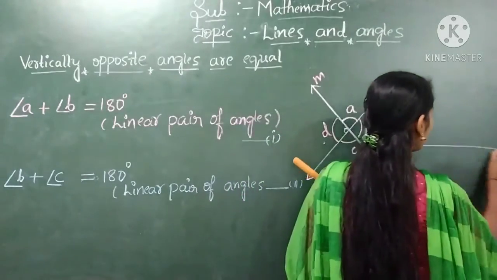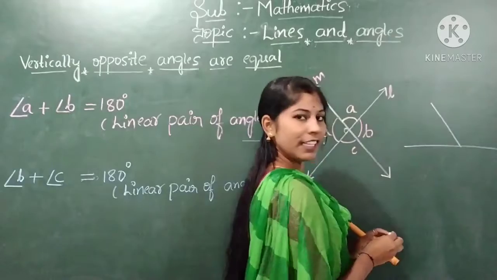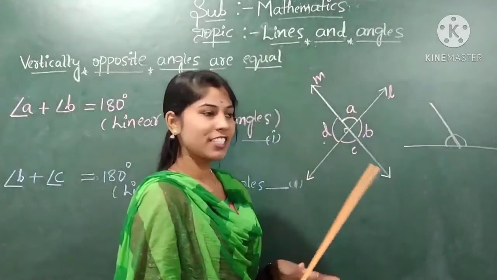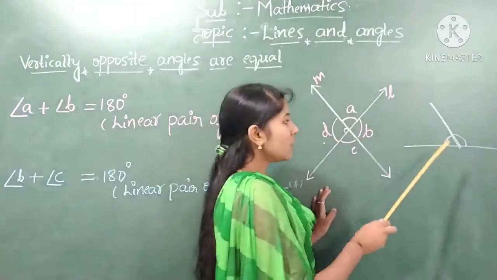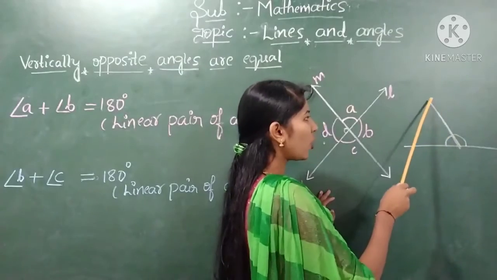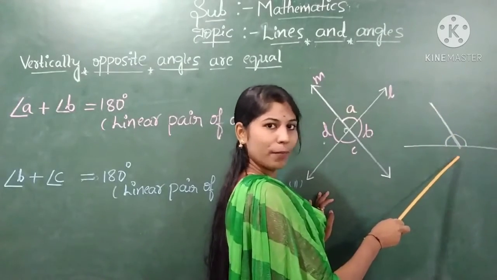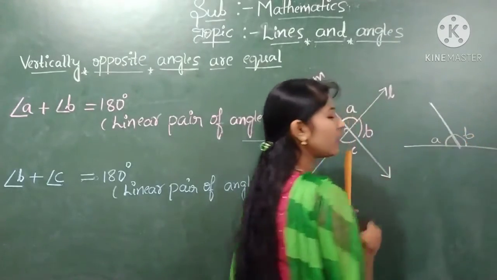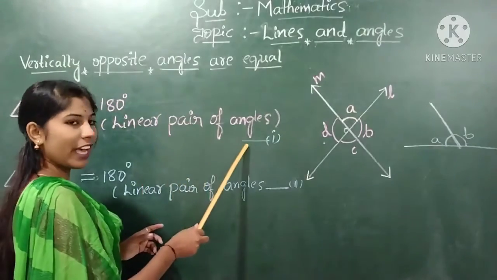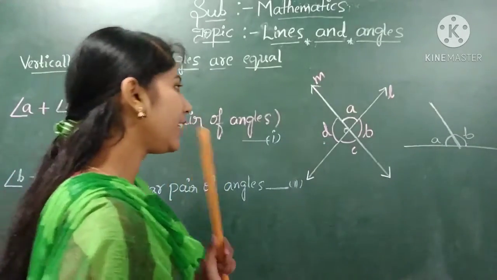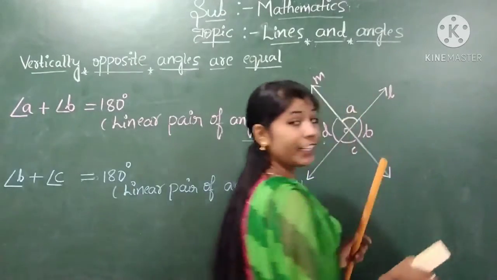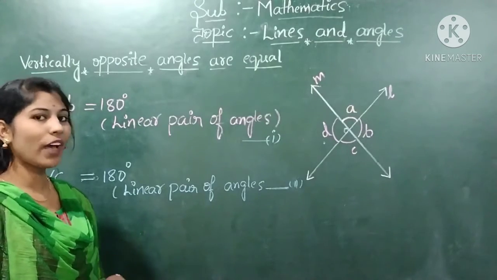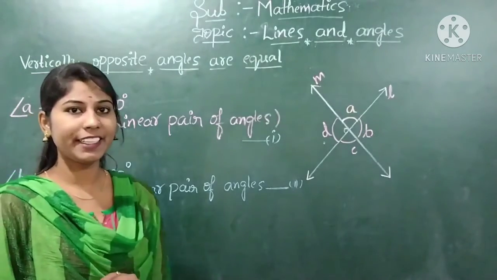For example, as we know, these two are called adjacent angles. Adjacent angles are those angles that have a common vertex and a common side. So the sum of these two angles is called the linear pair of angles. Okay. So the linear pair of angles is equal to supplementary angles also, because those two angles sum to 180 degrees.